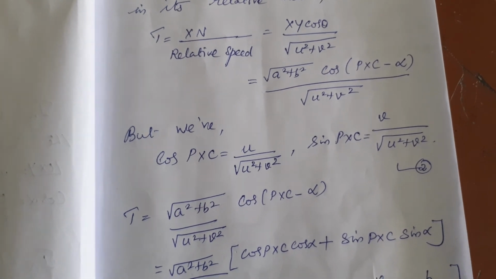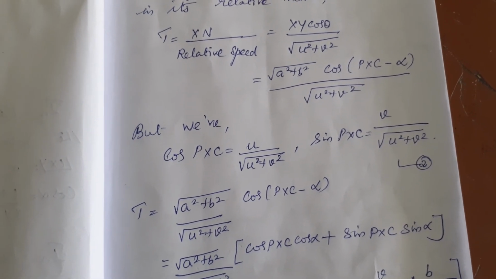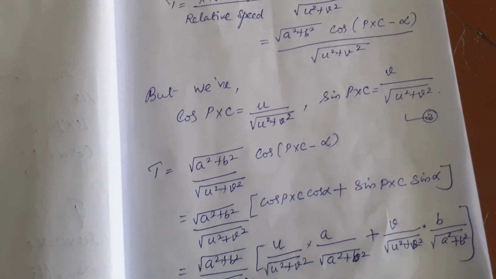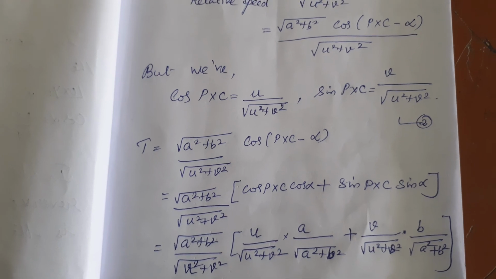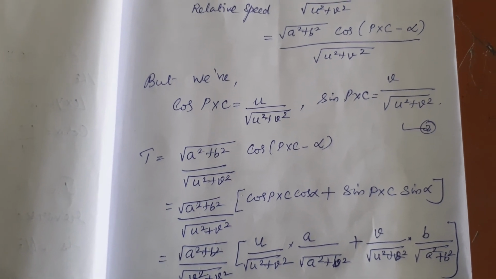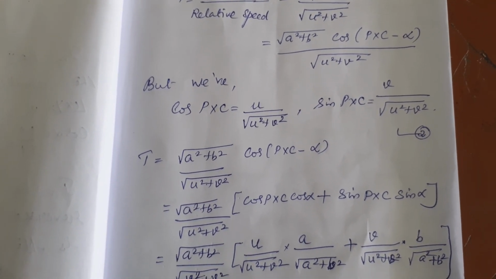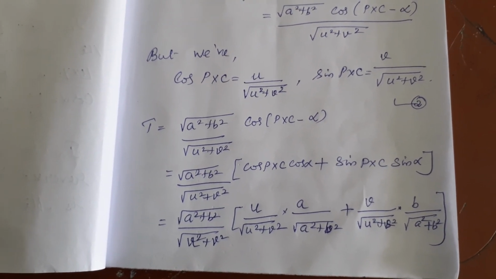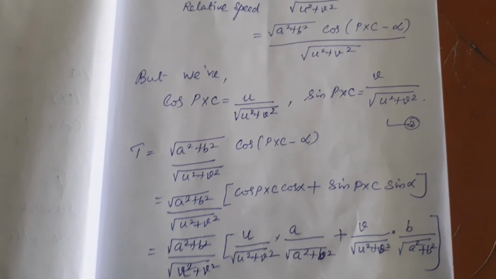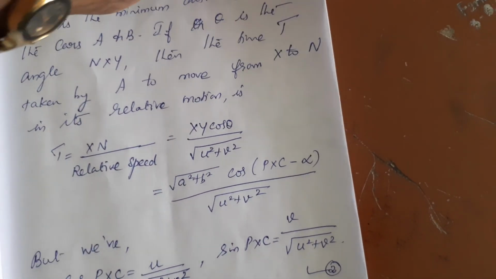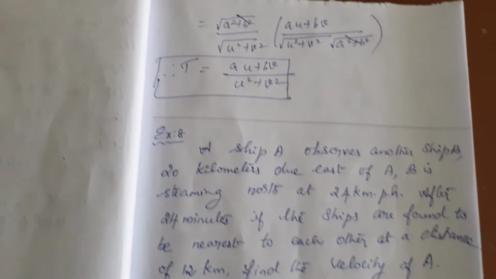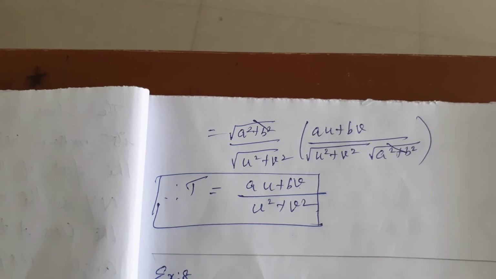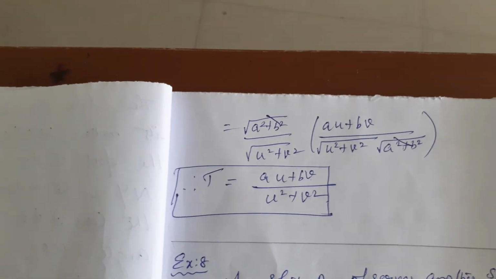Now capital T is equal to root of a square plus b square into cos of (PXC minus alpha) by root of u square plus v square. Cos of (PXC minus alpha) has to be expanded using the formula cos(A minus B), which is equal to cos A cos B plus sin A sin B. So using the formula, we first expand it and substitute all the values. Simplifying that, finally we get this equation: capital T is equal to (au plus bv) by (u square plus v square).